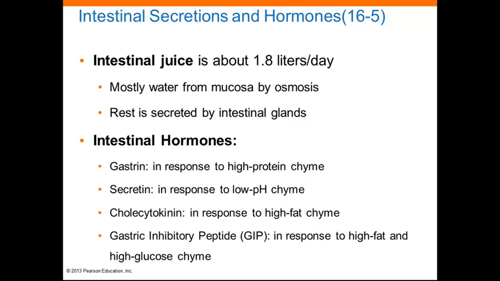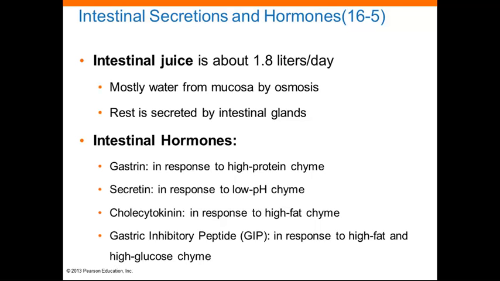Roughly 1.8 liters of watery intestinal juice enters the intestinal lumen each day. Much of this fluid arrives by osmosis from the mucosa, and the rest is secreted by intestinal glands. Intestinal juice moistens the internal contents. It buffers acids, especially in the duodenum. This is important. And it keeps both the digestive enzymes and the products of digestion in solution.